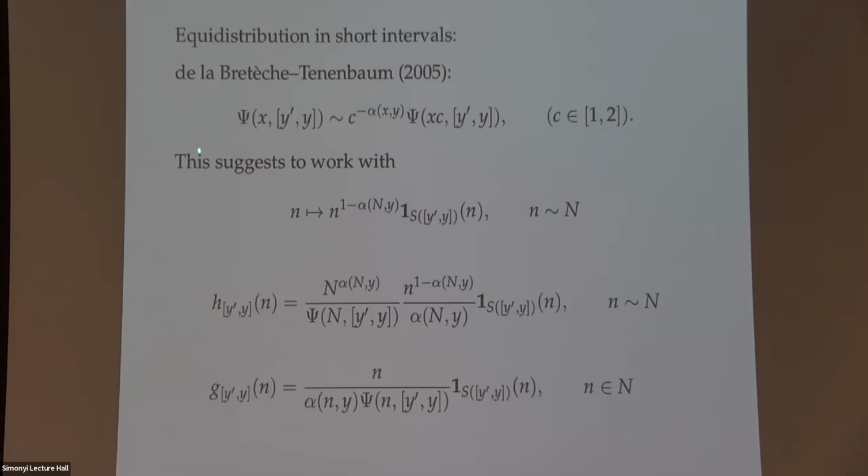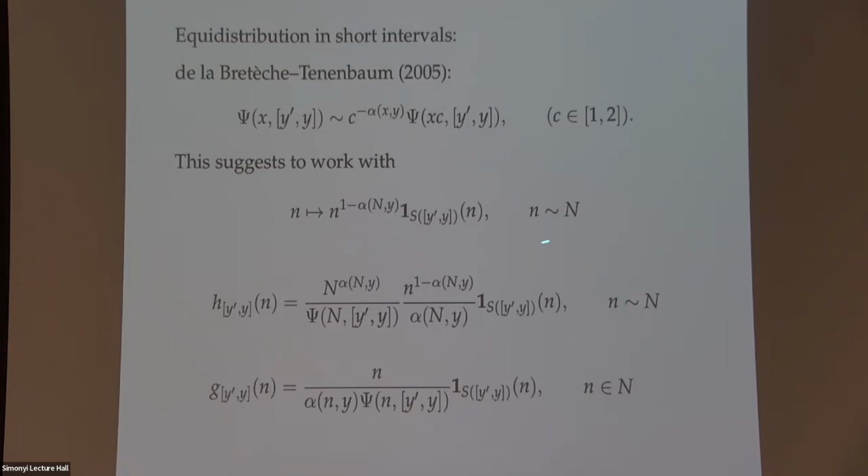There is a result about how our counting object changes. And if you take this property into account, the most natural weight you can choose in order to obtain equidistribution in short intervals is to weight the characteristic function that we identified before by a factor of the form n to the 1 minus alpha, which will ensure that our new function is equidistributed, not just in arithmetic progressions, but also in short arithmetic progressions.